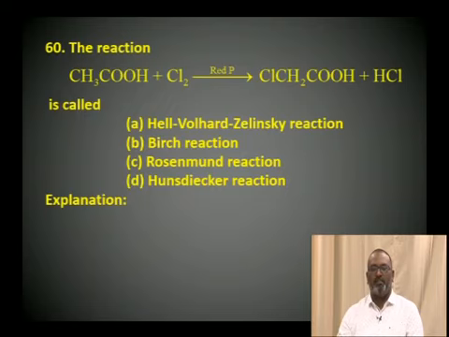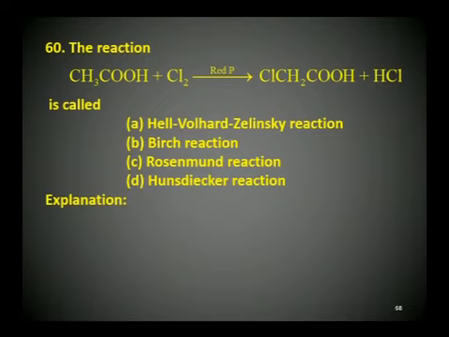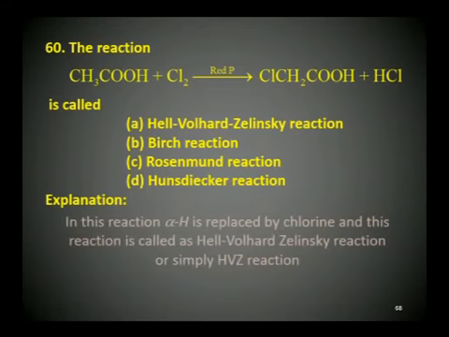Question number 60. When acetic acid is treated with chlorine in the presence of red phosphorus, chloroacetic acid is produced and HCl also. This reaction is also called Hell-Volhard-Zelinsky reaction, Birch reaction, Rosenmund reaction or Hunsdiecker reaction. In this reaction, alpha hydrogen is replaced by chlorine and this reaction is called the Hell-Volhard-Zelinsky reaction, or simply the HVZ reaction. So the correct option is A.